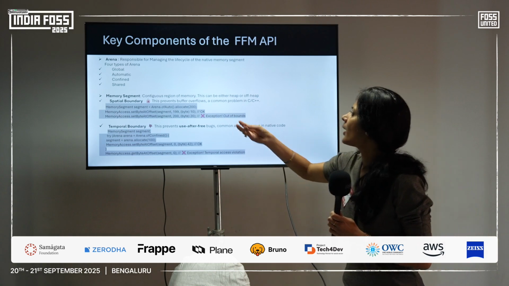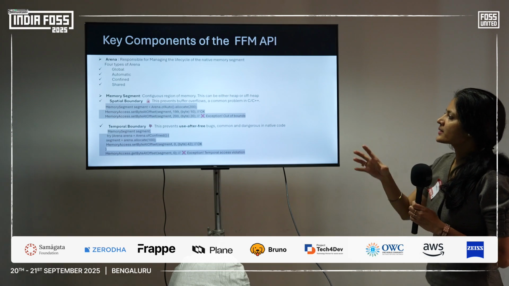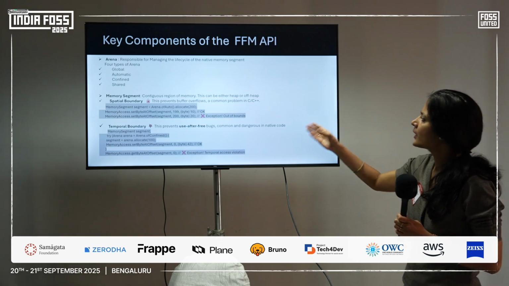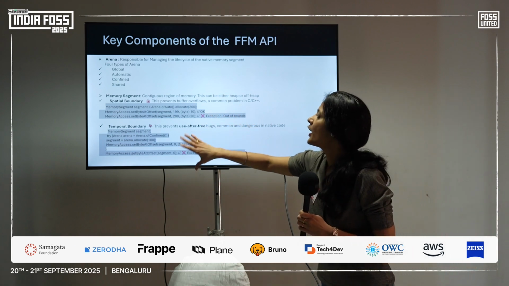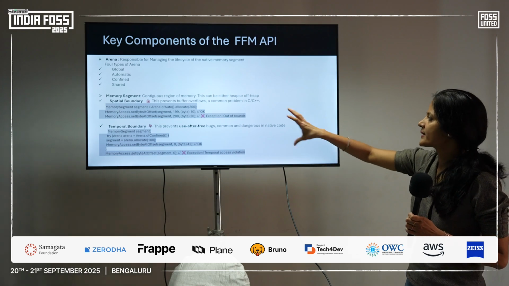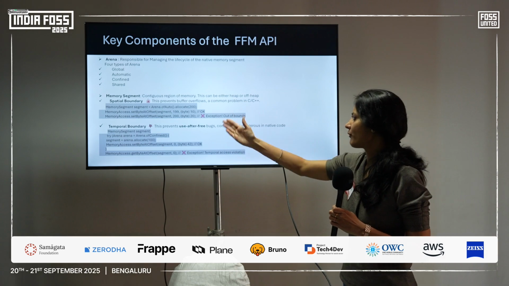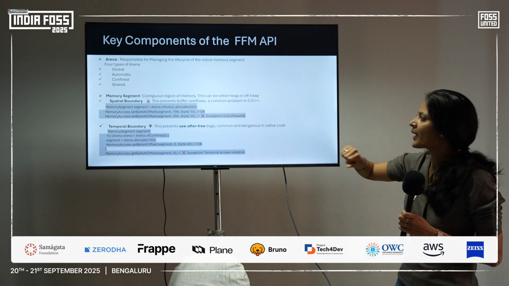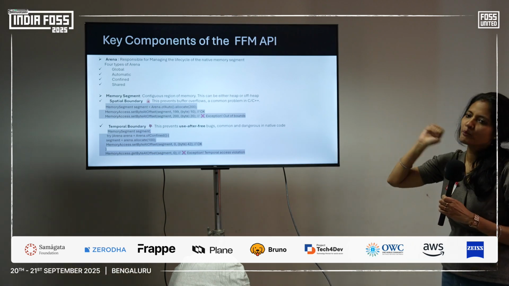Now there is something called the memory segment. A memory segment is a contiguous region of memory. This can be either off-heap or on-heap. It solves 2 very common programming errors, buffer overflow and use after free, through 2 concepts called spatial boundary and temporal boundary.